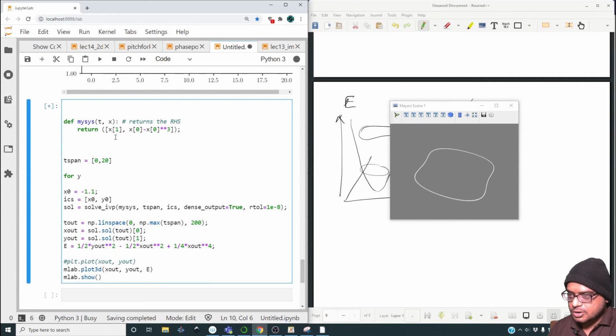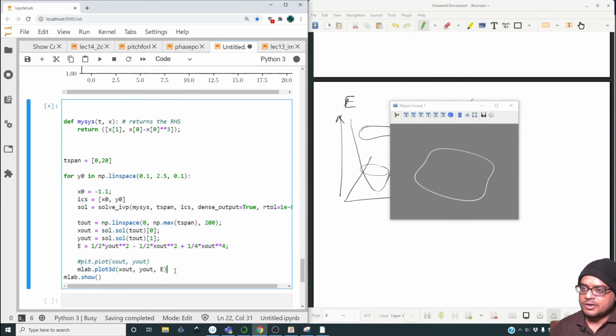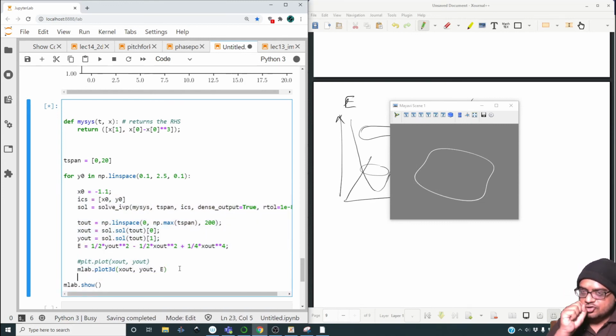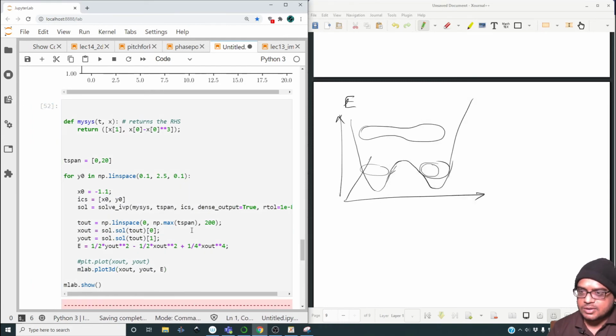So for y0 in np.linspace, 0.1 to 2.5 in steps of say 0.1, I'm going to indent whatever is over here inside, and lastly I'm going to show that plot. Let us run this. Let me close this. Let me run this.